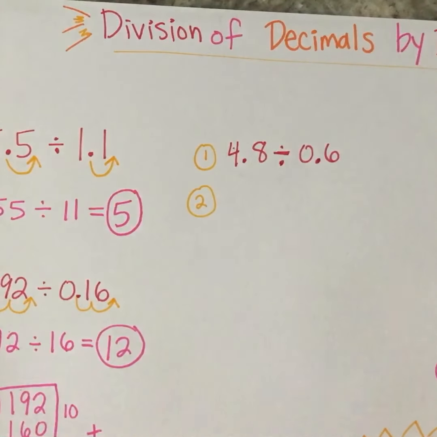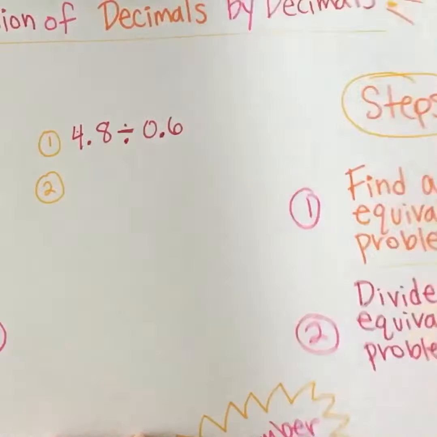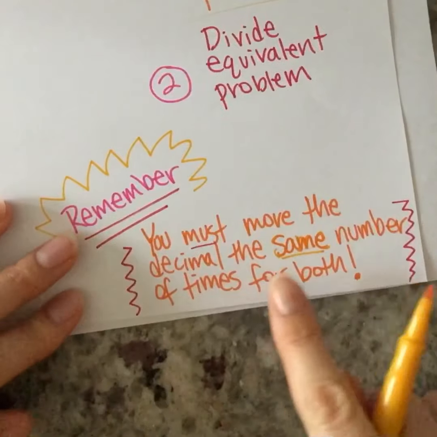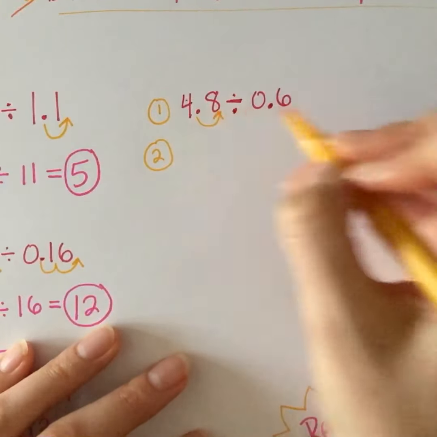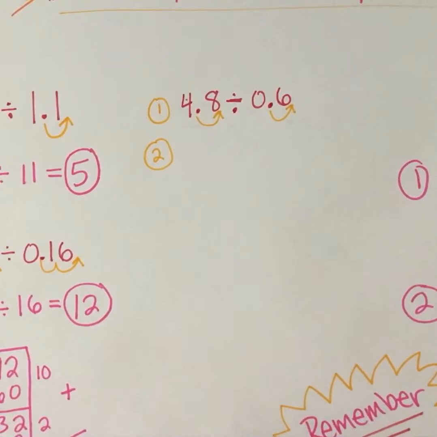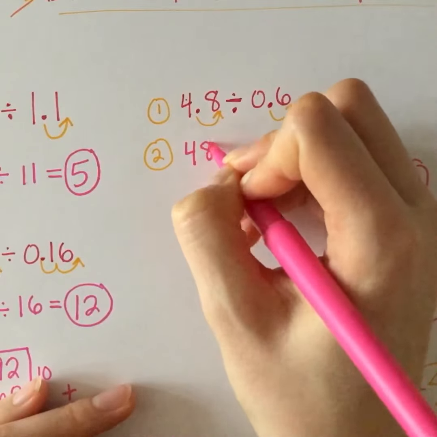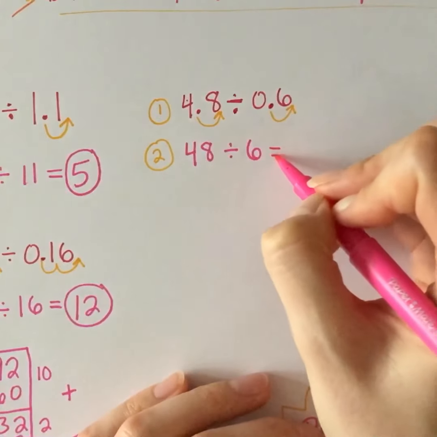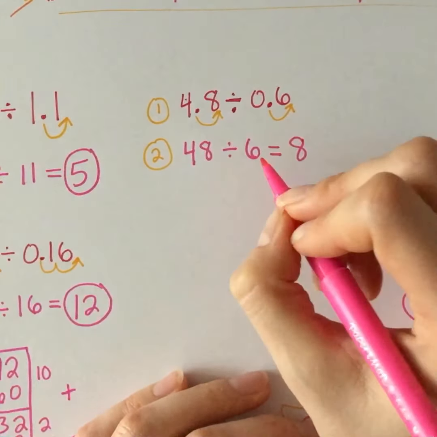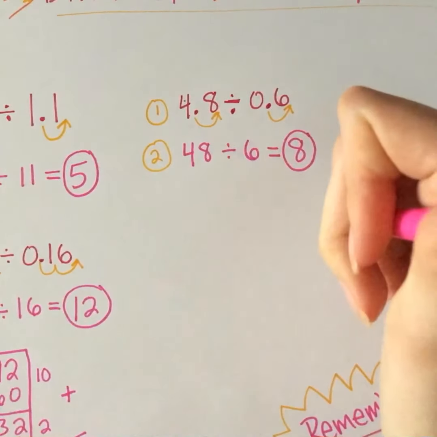Now we need to find an equivalent problem. So we'll move our decimal place one space to the right for both, remembering the same for both numbers. If we move it one for the dividend, we have to do the same for the divisor. One space to the right, one space to the right, and we can rewrite our problem. Our equivalent problem is 48 divided by 6. And our answer will be 8 because 6 times 8 is 48. Checked our work and we're good to go.